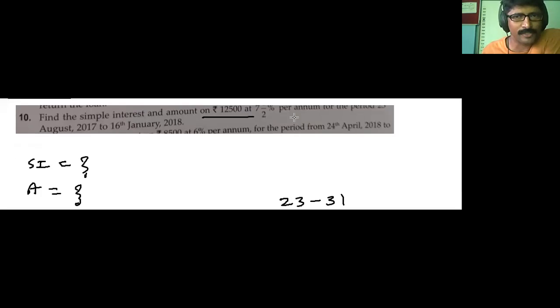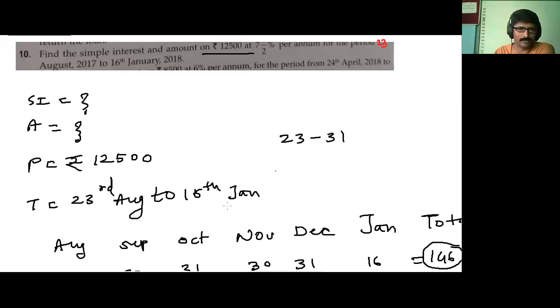At 7.5% per annum for the period 23rd August 2017 to 16 January 2018. Okay, this is not a little clear. From 23rd August 2017 to 16 January 2018. You understood what is the question? So when dates are mentioned, how to calculate this? Okay, now I'll teach you how to calculate the dates.